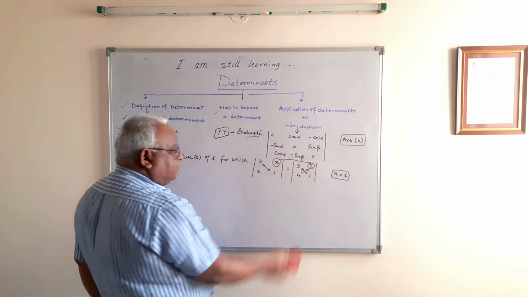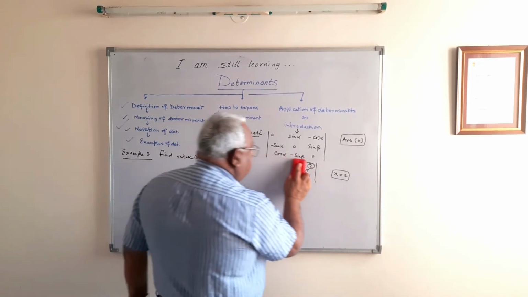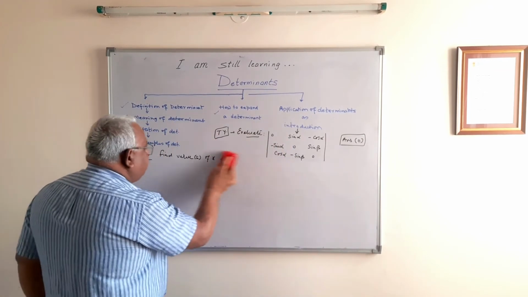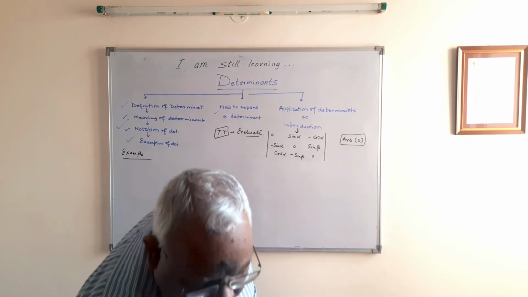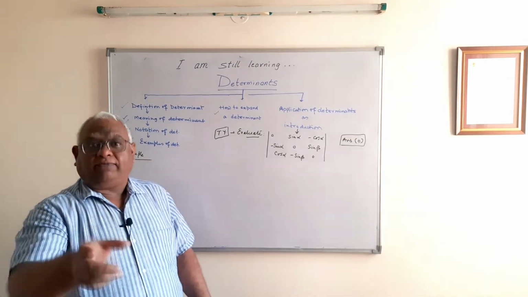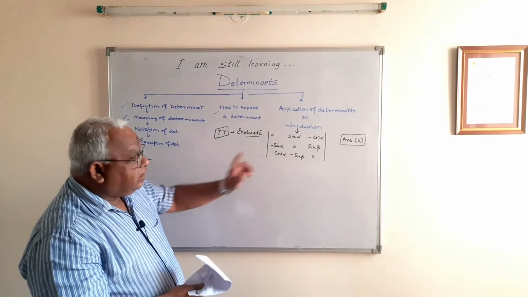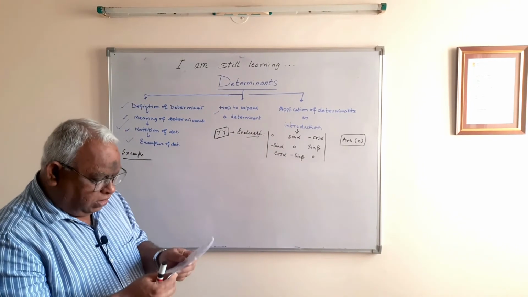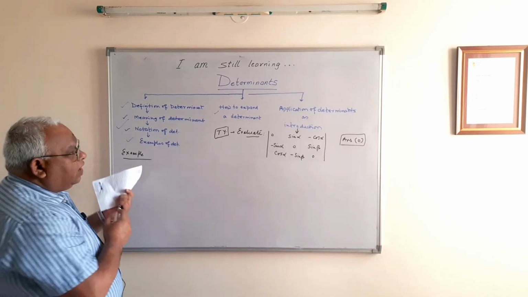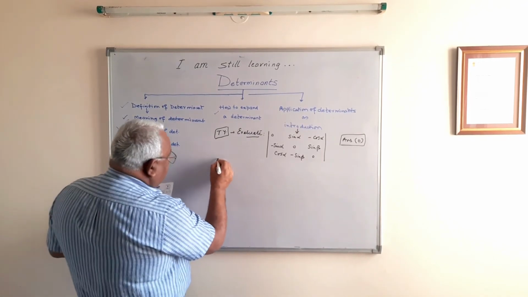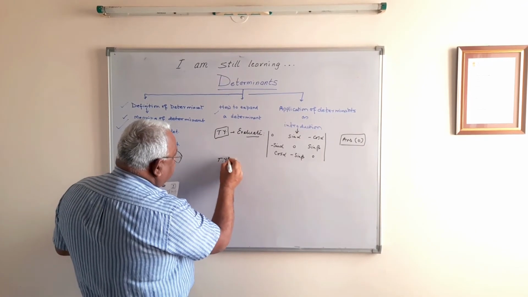Equating the corresponding elements happens only in the case of matrices. It does not happen in the case of determinants. So you have to be very careful about what works in determinants and what works in matrices. So again, you have two parts to try yourself.